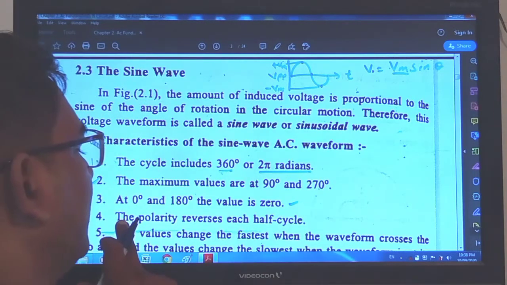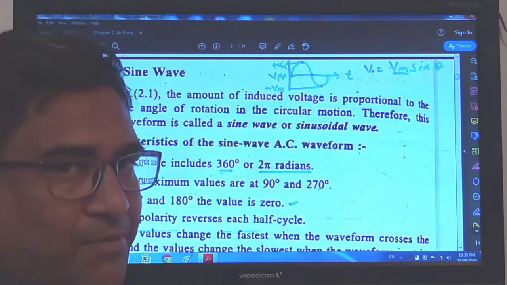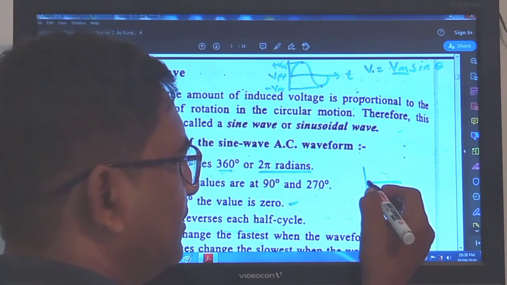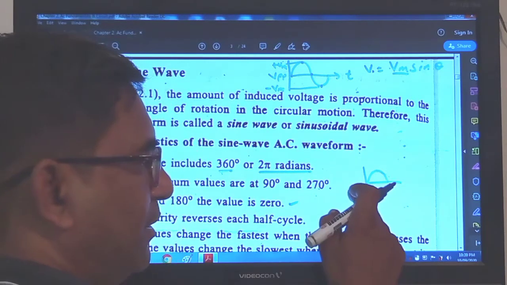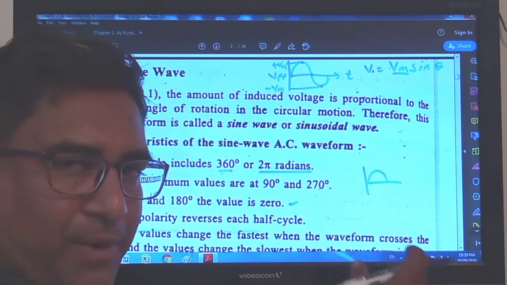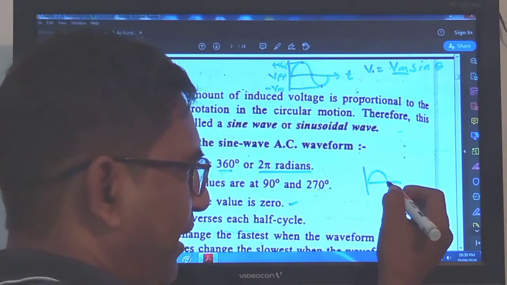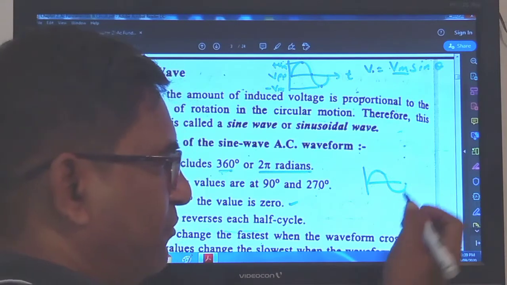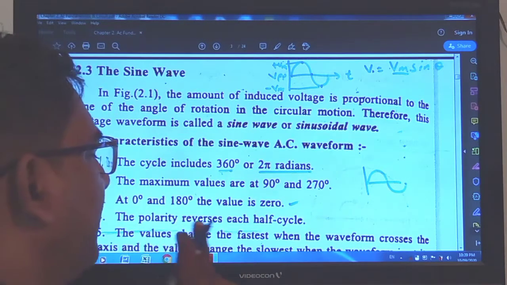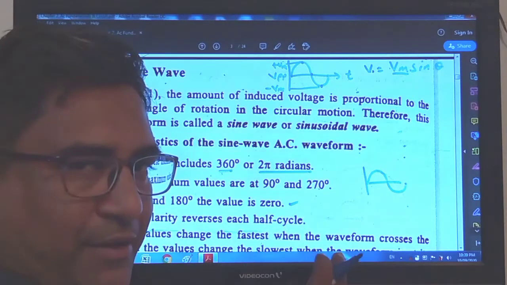Okay, then the polarity reverses each half cycle. This is a half cycle, and this is a half cycle, from 0 to 180 degrees. As soon as the 180 degrees is completed, the next half cycle arises, from 180 degrees to 360 degrees. And that's why they say that the polarity reverses each half cycle.